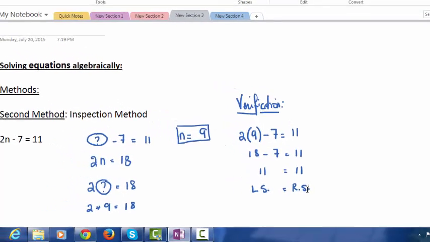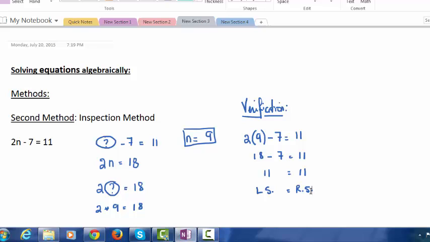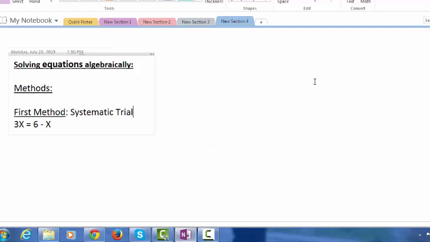Small questions. But the inspection method, it's not perfect if we have a complicated equation. So that's why I always prefer the inverse operation. The last one, which is the systematic trial. Systematic trial, it's a very long process, and you will find that you are not going to use it too much because we don't need to go far like that.